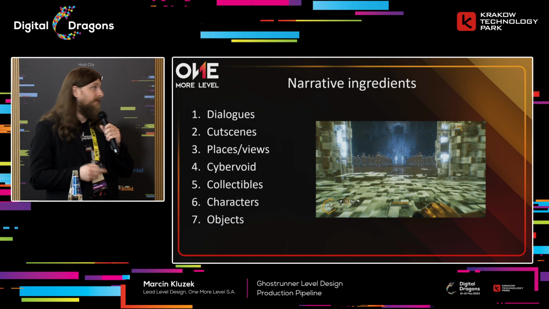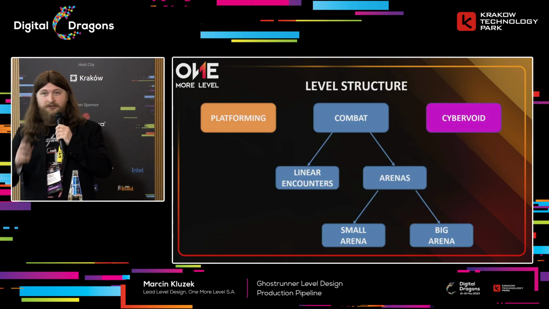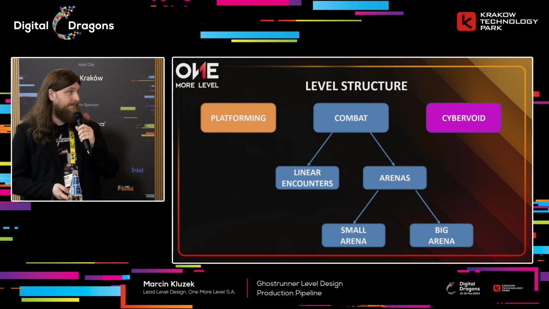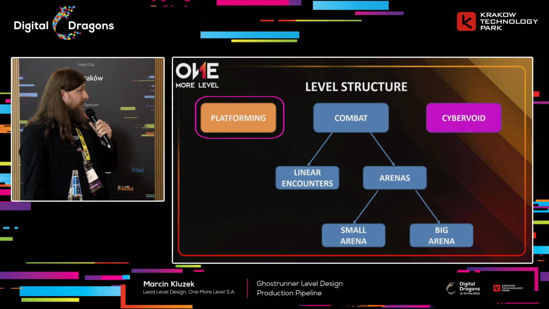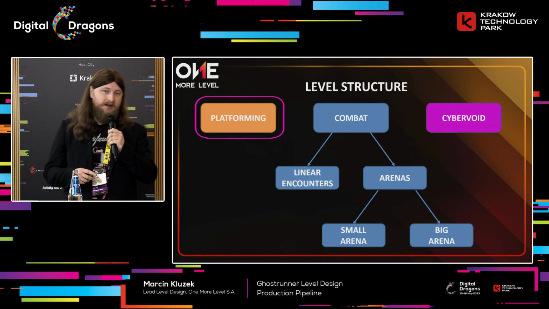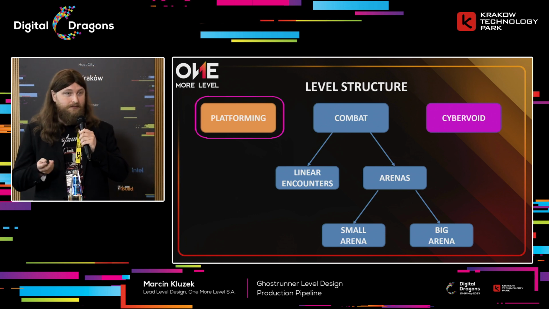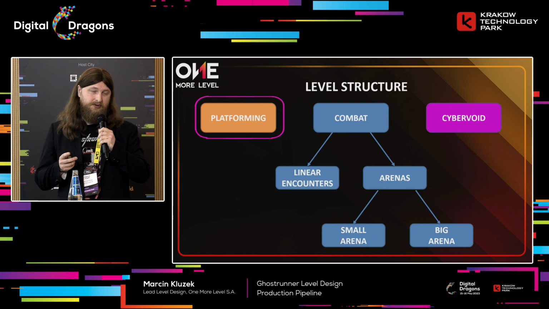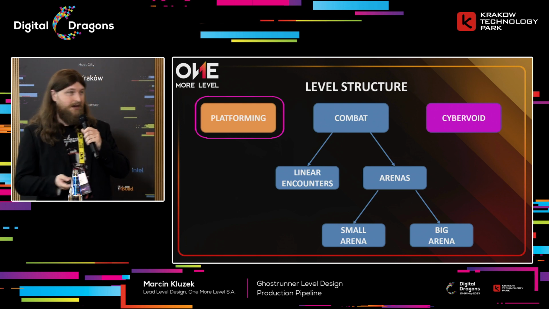Let's now talk about level structure. So what is level structure, you might ask? The level structure consists of 3 elements: platforming sections, combat sections, and cyber void sections. Platforming sections are the medium tension levels. They are linear and mostly focus on parkouring, right? So jumping, dashing, wall running, grappling, sliding, etc.